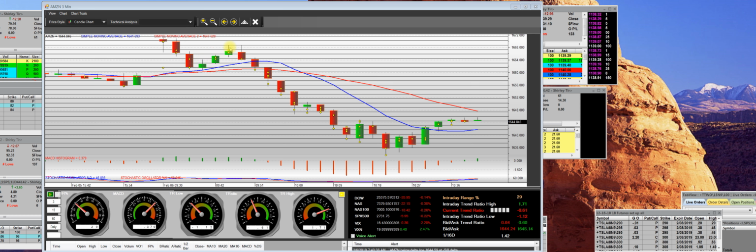I have a 3-minute chart on our trading platform. This is the Amazon trade. We're going to teach you how to use call charts and put charts. We went straight down and we've come up off of the bottom. I'm going to go ahead and show the 1670 put and the 1660 put.